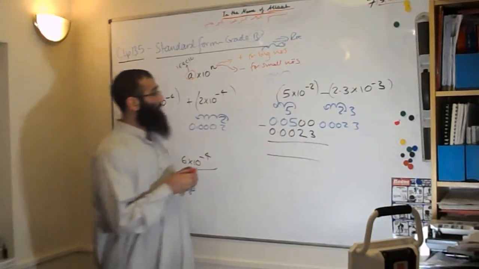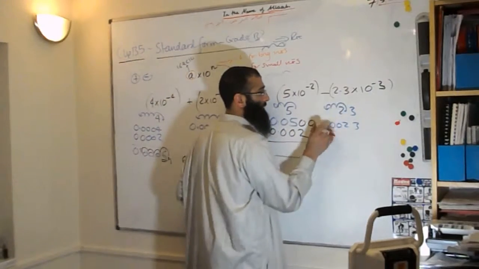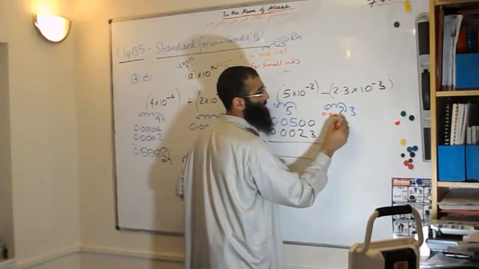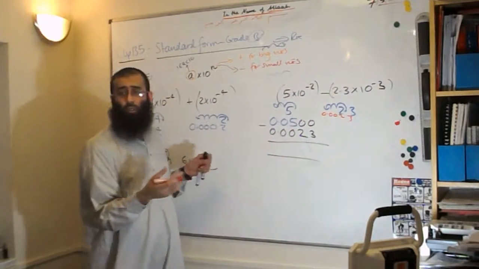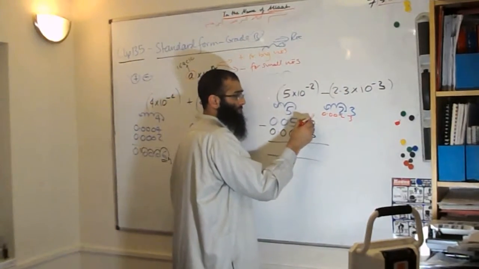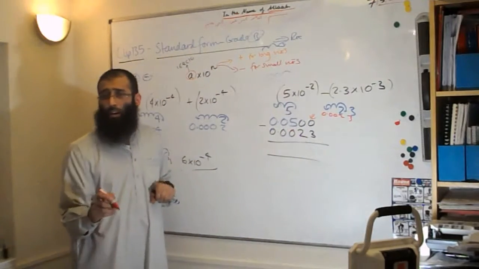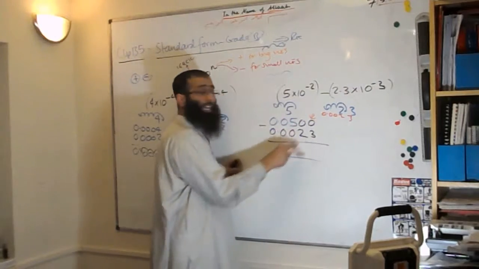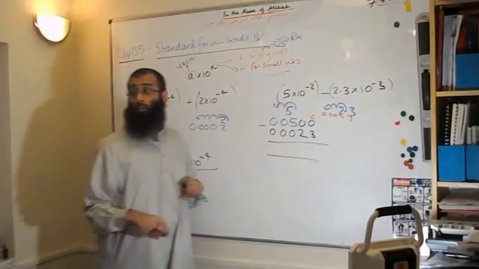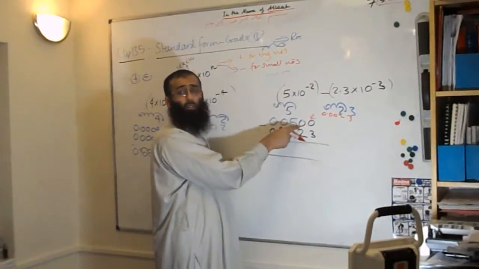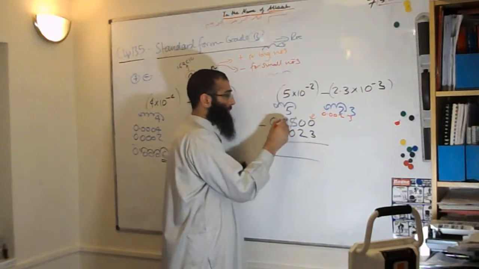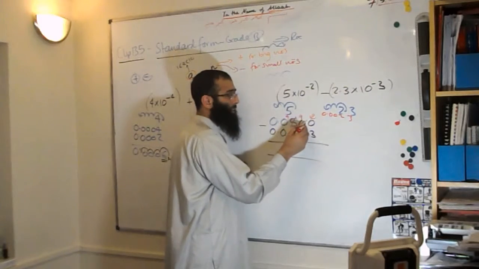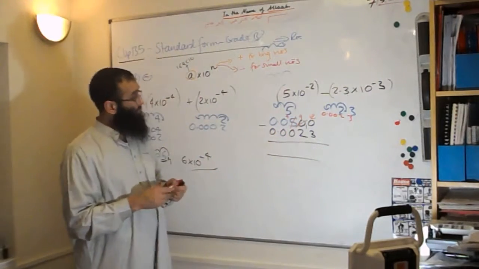Let's get rid of this for a second. We're going to do a take away question now. Folks, we start from the right hand side. I hope you haven't forgotten how to do takeaway questions. I know we're doing GCSE higher. 0 take away 3, can we do it? No. Can we borrow from the next 0? No. From the 5? Yes. That becomes a 4. That becomes a 10. And then you borrow from the 10, that becomes a 9. And that becomes a 10.